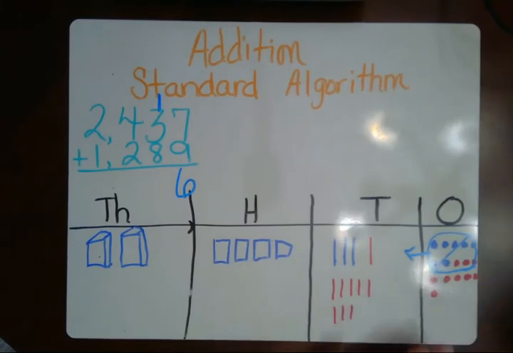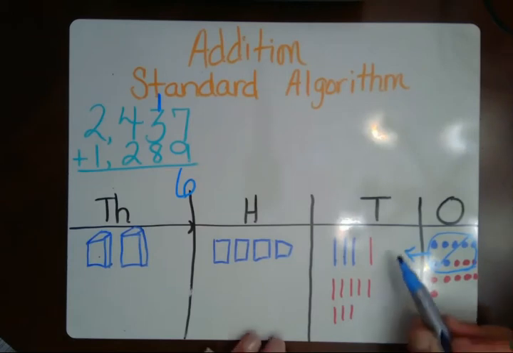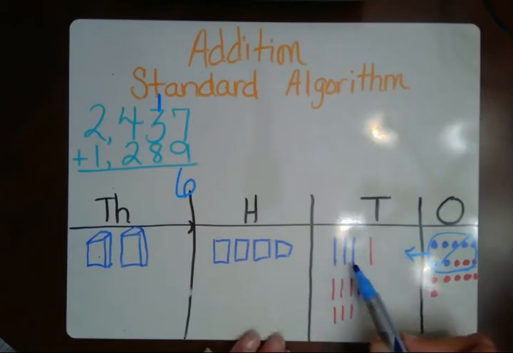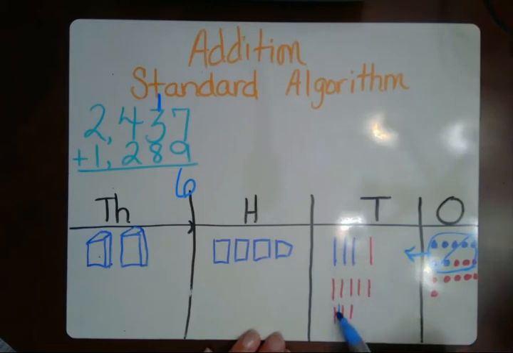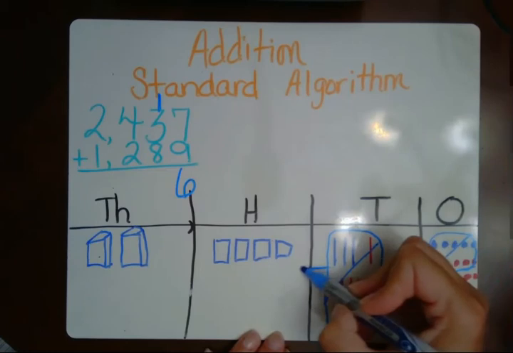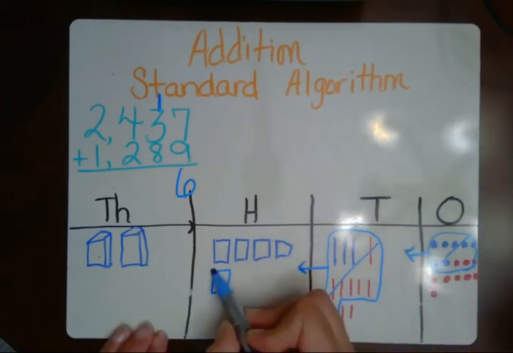Again, it looks like I have a whole lot of tens here that I probably can trade in for 100. Let's see. I have 1, 2, 3, 4, 5, 6, 7, 8, 9, 10, 11, 12. Well, I know that 10 tens equal 100. So I'm going to take 10 tens away. 1, 2, 3, 4, 5, 6, 7, 8, 9, 10. So I'm going to take this group away, and I'm going to trade it in for a 100 flat.